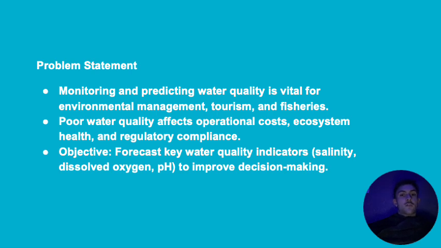So the problem I aimed to address was understanding how monitoring and forecasting water quality can help businesses make informed and sustainable operational decisions. Water quality directly impacts business operations by influencing costs, environmental risk, and compliance with environmental standards. The objective of my project was to forecast key water quality indicators such as salinity, dissolved oxygen, pH, and a few others, by analysing their relationships with temperature and other variables to uncover patterns and actionable insights for decision making.